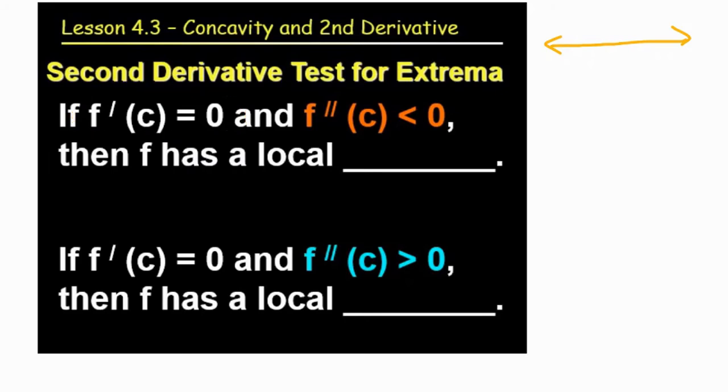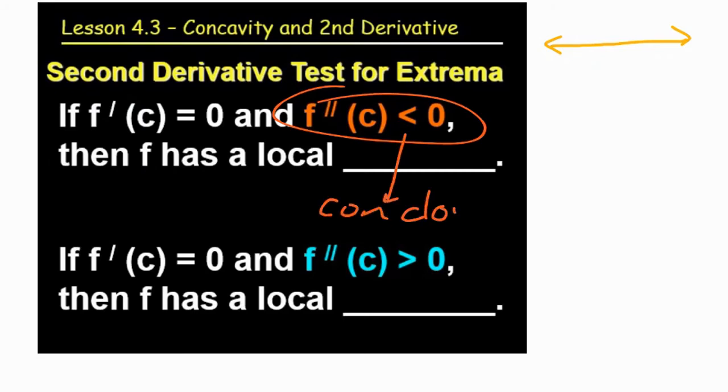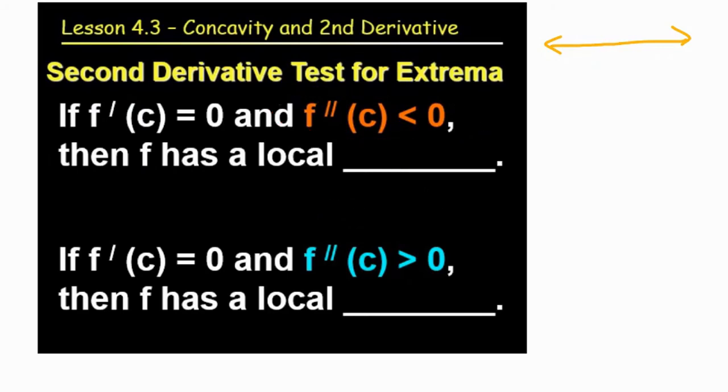Now, we've got this other statement here. It says f double prime at c is less than 0. Again, what does that mean? Well, when you see double prime, you would say concavity. And when you see less than 0, you would say concave down. Now, think about this with me. What kind of extrema are we going to have if a graph is concave down? Picture it. Picture concave down. Draw it. What type of extrema are we going to have? That's right. We're going to have a maximum.